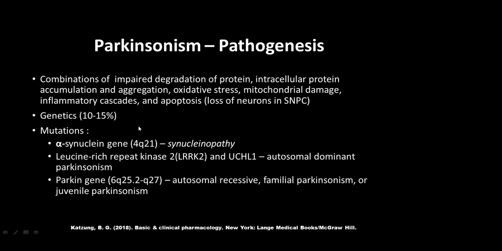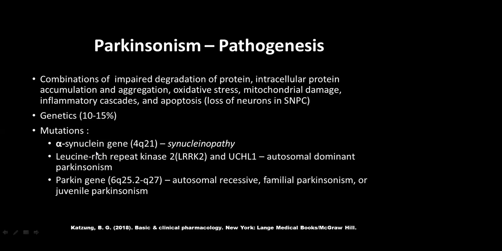So for the cases of this disease, Parkinsonism, 10 to 15% is caused by genetics. The causes are mutations, as was shown earlier in our neurology: mutations in the alpha-synuclein gene, LRRK2, UCHL1, and the Parkin gene.